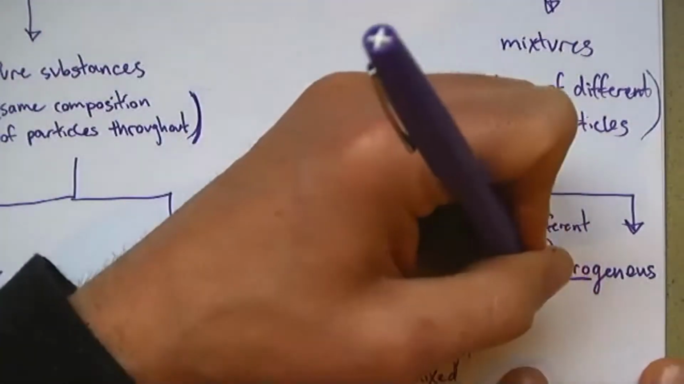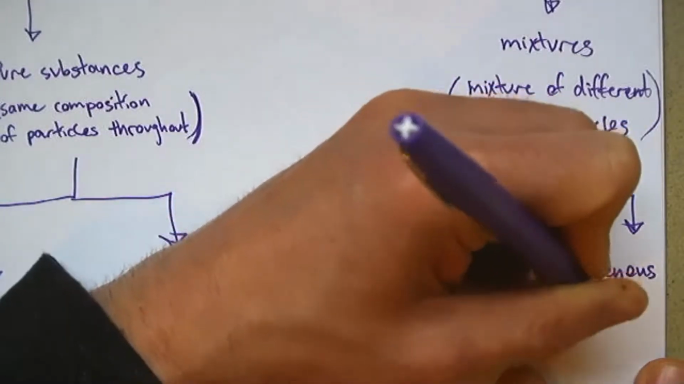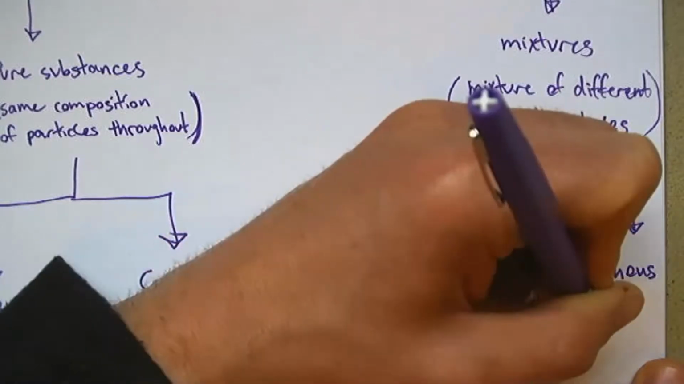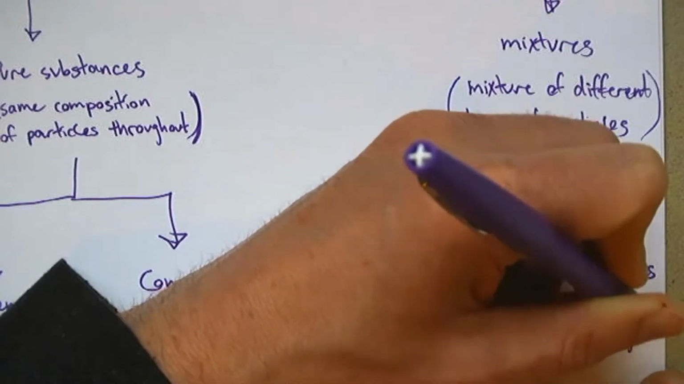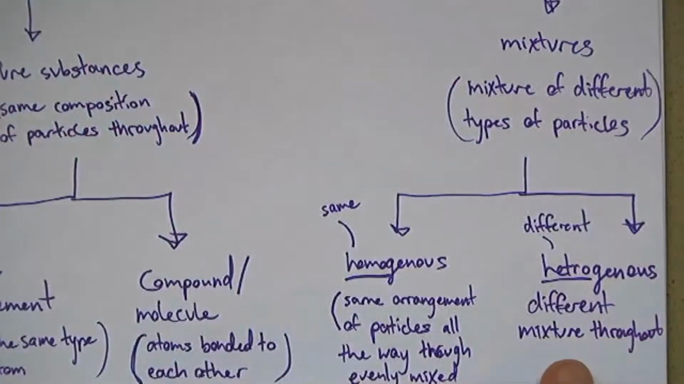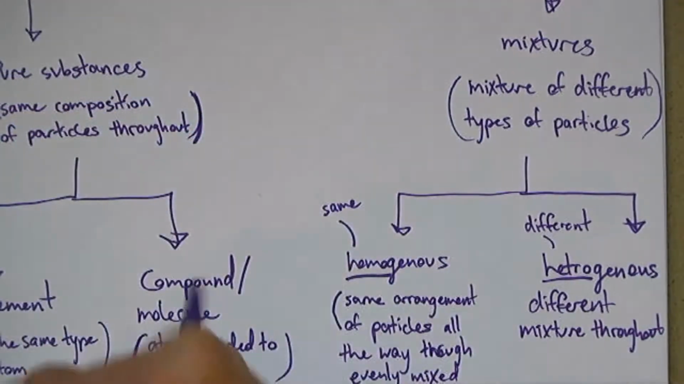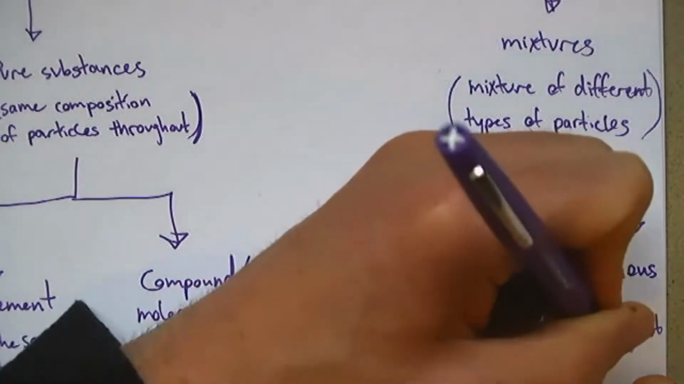Hetero is different mixture throughout. So that might mean one side has more of this type of particle and the other side has less, as it says, not evenly mixed.